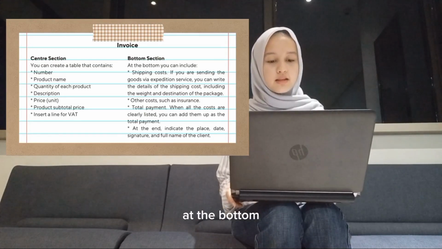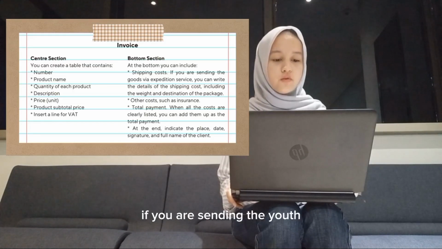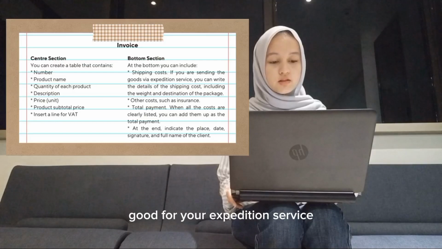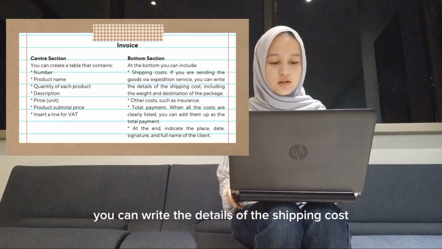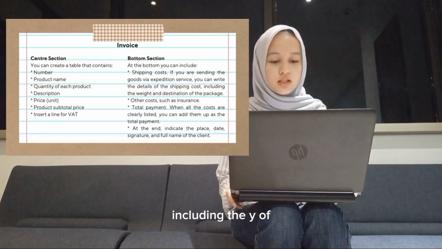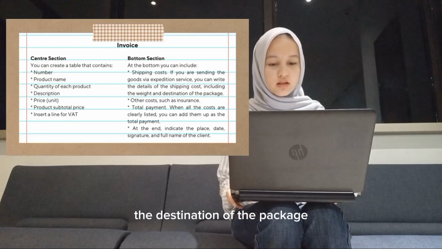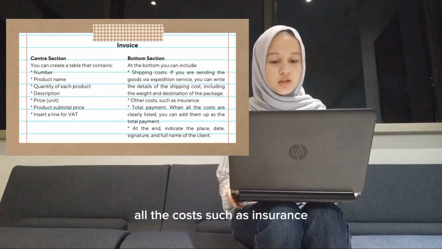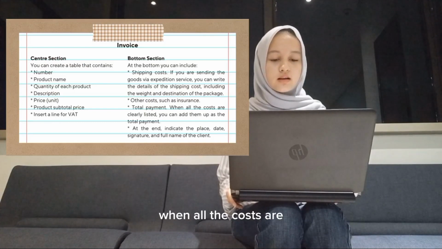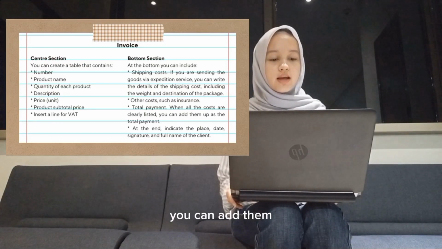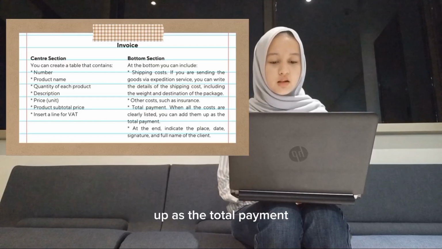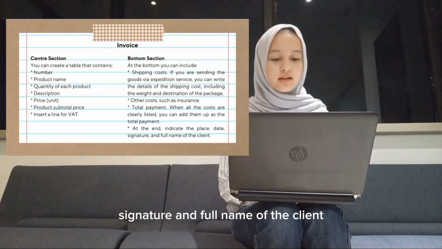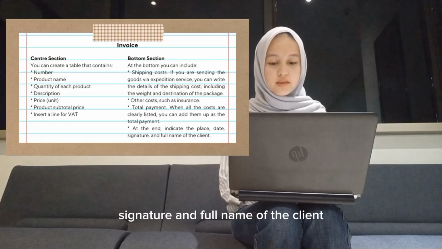Bottom section. At the bottom, you can include shipping cost. If you are sending the goods via expedition service, you can write the details of the shipping cost, including the weight and the destination of the package. Other costs such as insurance. Total payment: when all the costs are clearly listed, you can add them up as the total payment. At the end, indicate the place, date, signature, and full name of the client.